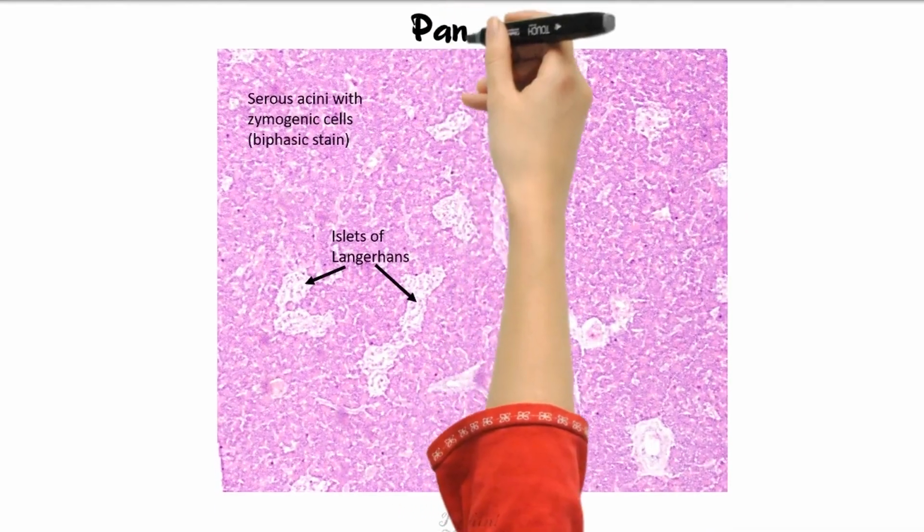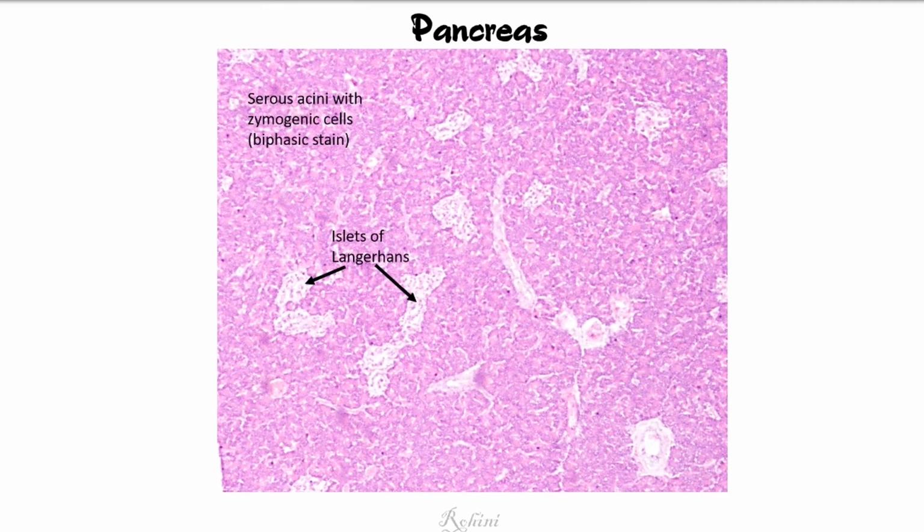Pancreas can be identified by the biphasic stained serous acini and the lightly stained areas of islets of Langerhans.